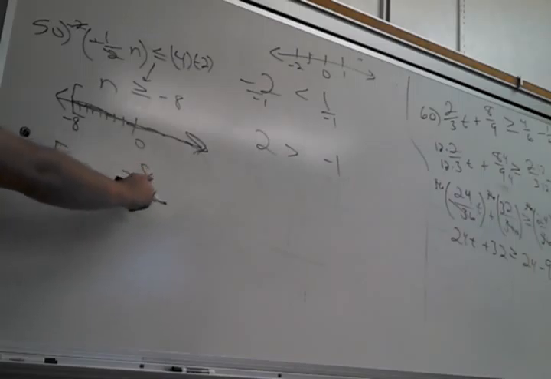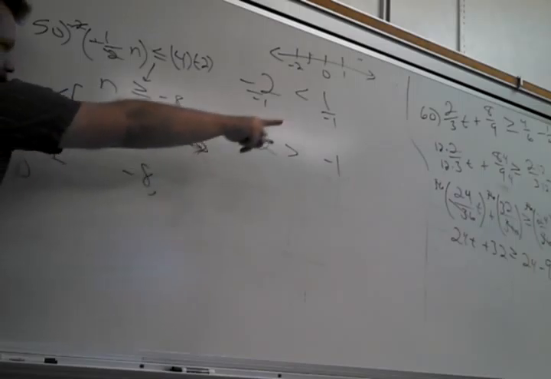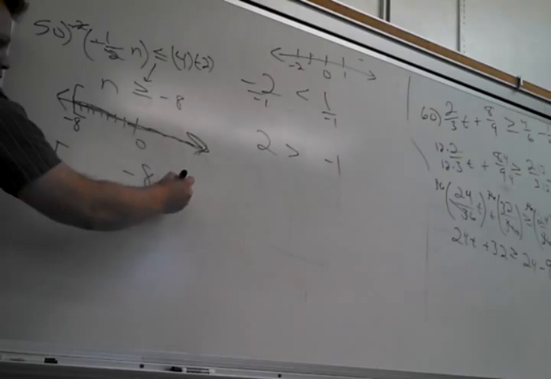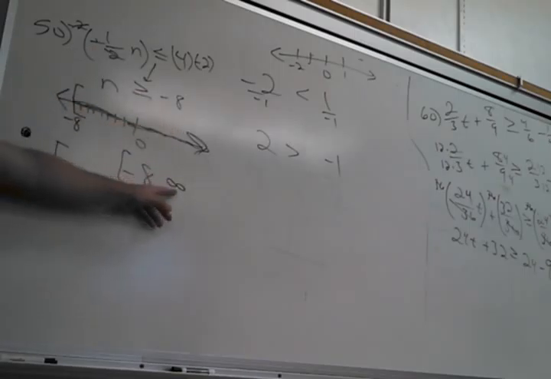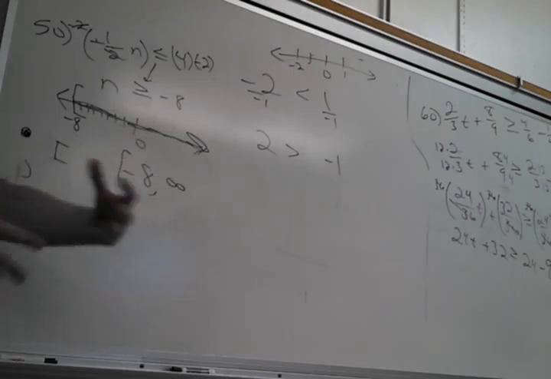Negative 8. From negative, so it's always smallest up to biggest. And what's the biggest it gets? Infinity. Use that symbol, bracket there, see? If it was a parenthesis, I would have had a parenthesis there. And can you ever get to infinity? No, so I can't include infinity because I can't even get to it.